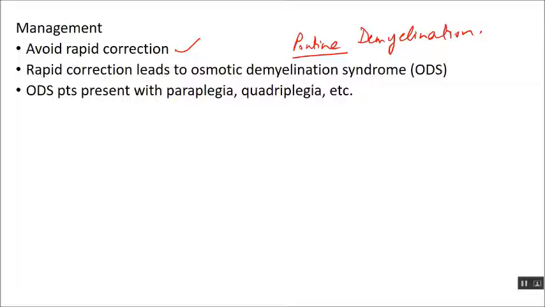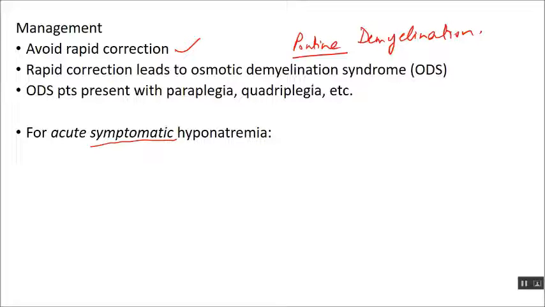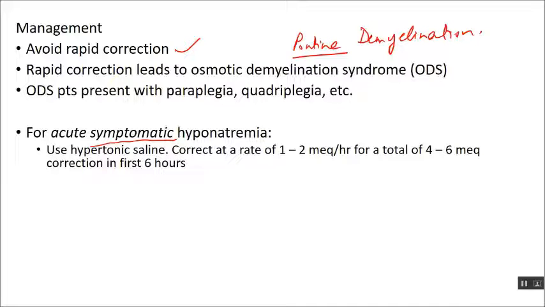Okay, so let's talk about the rate of correction. For acute symptomatic hyponatremia, and again, symptomatic means that they are having seizures, confusion, or altered mental status, you want to bring up the sodium quite rapidly. For those patients, you use hypertonic saline, and you can correct at a rate of 1 to 2 milliequivalents per hour for a total of 4 to 6 milliequivalents correction in the first 6 hours.